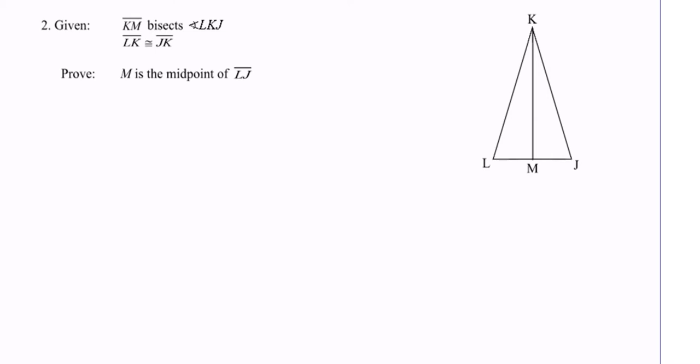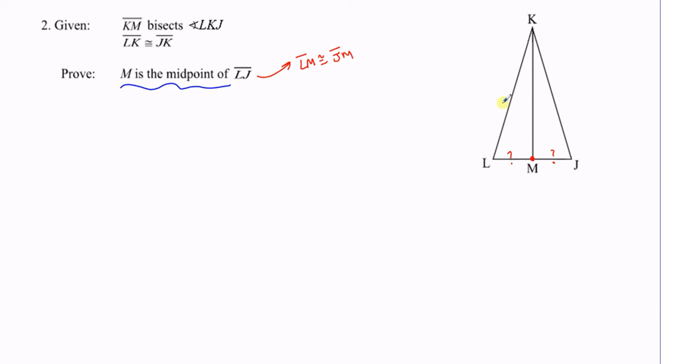In the next example we'll look at, we're asked to prove that M is the midpoint of LJ. Again, I'll use the strategy of working backwards to try to identify a pair of triangles that we'll want to show are congruent. In order for M to be the midpoint of LJ, M has to divide LJ into two congruent segments. So if I can show that LM and JM are congruent to each other, then M would have to be a midpoint of that segment.